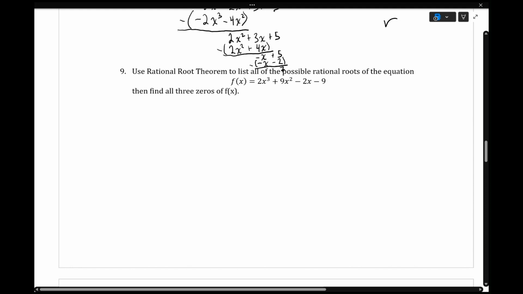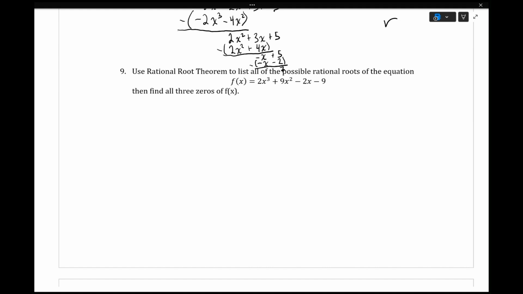All right, let's use the rational root theorem to list all possible rational roots of this equation. Once again, we look at the factors of the ending term, plus or minus 1, plus or minus 3, plus or minus 9, and then divide them by the factors of the leading term, 2. And so I'll have a plus or minus 1/2, plus or minus 3/2, and plus or minus 9/2.